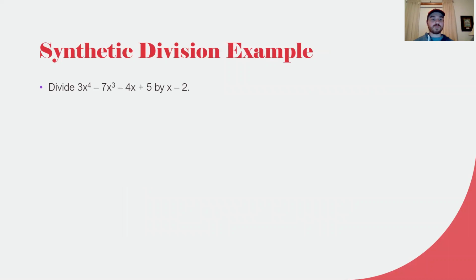So here's the example. We've got 3x to the fourth minus 7x cubed minus 4x plus 5 divided by x minus 2. Now remember, we have an x minus k. In this case, our k is just positive 2. We need to flip this symbol every time. So k is 2. We're going to write that over here to the left. And then usually what we do is we put a little box down here to keep it separate.